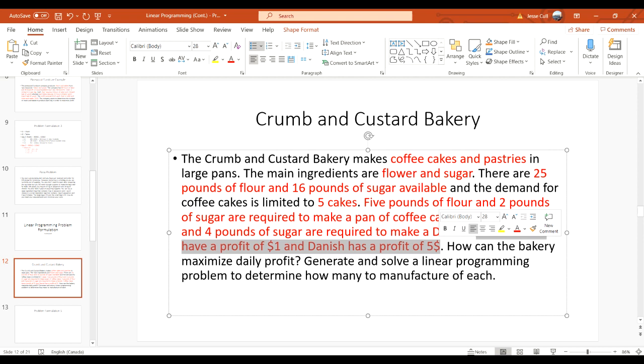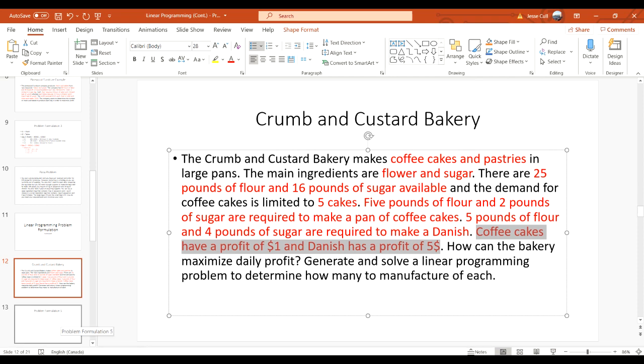So most likely, when we solve this problem, and we won't do that today, we're only going to formulate the problem, but if we were to solve this problem, we would most likely see very few coffee cakes made. Coffee cakes require almost the same resources, but have only 20% of the profit that Danishes have. So most likely, Danishes are going to be the choice that we make in this situation. So how can we maximize daily profit?